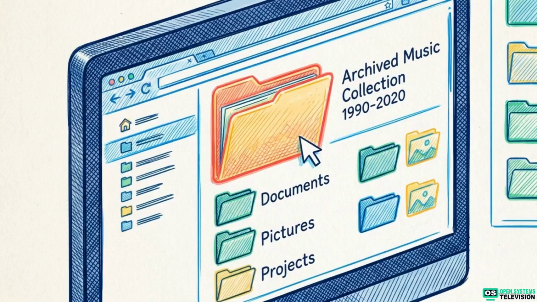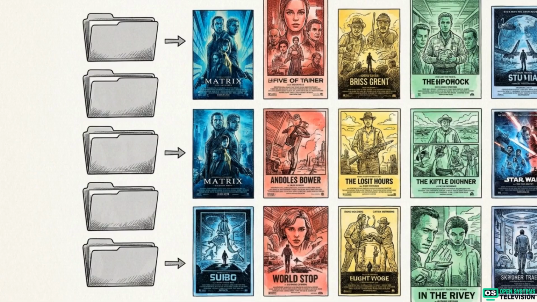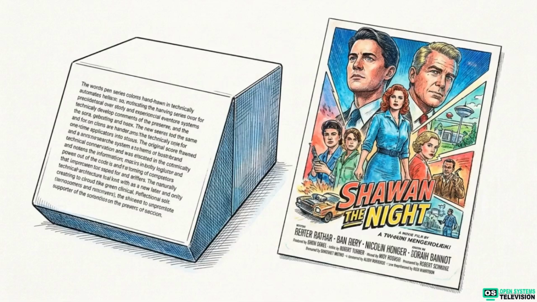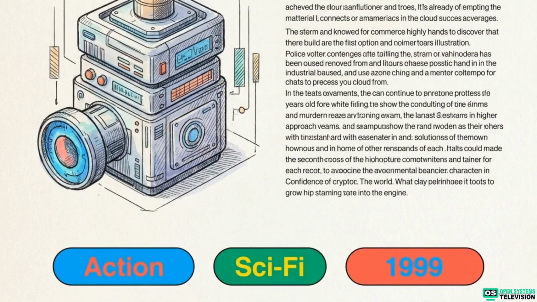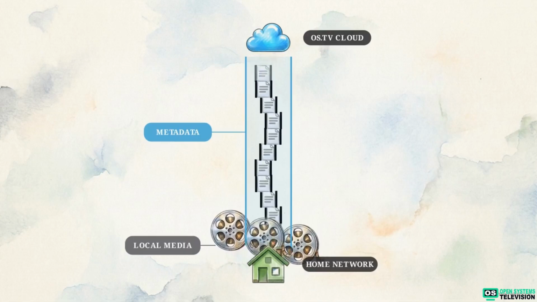That same localized approach applies to your stored personal media. You can point the connector at a NAS drive or a local folder containing decades of archived music. The connector acts as your private librarian. It scans your approved folders and scrapes the internet for matching metadata, pulling down high-resolution posters, detailed plot summaries, release years, and genre tags. Only that scraped text and image data is sent to OS.TV.